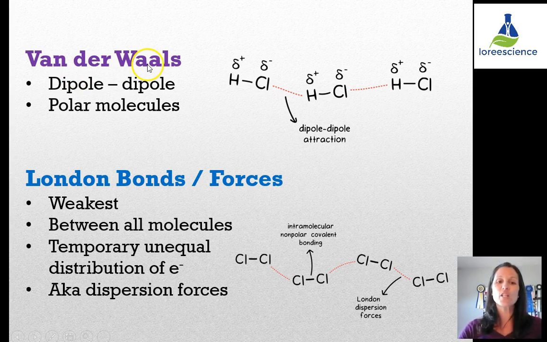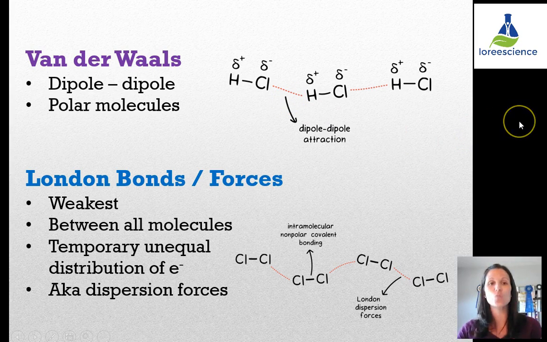And then we have van der Waals. This is between dipoles of any two molecules. Notice we have a specific name when it's hydrogen and nitrogen, oxygen, or fluorine involved, but if it's any other two dipoles, we call it a van der Waals. So because we have a slightly negative chlorine, slightly positive hydrogen, they have an attraction, dipole-dipole attraction, which is also called a van der Waals attraction.